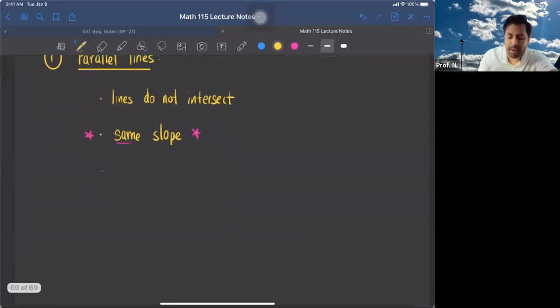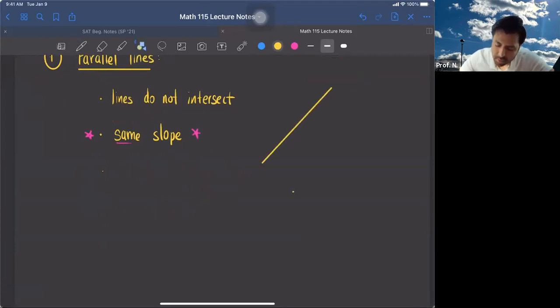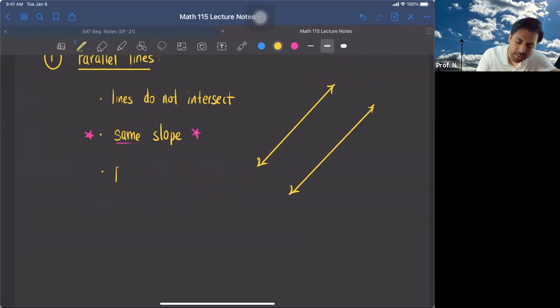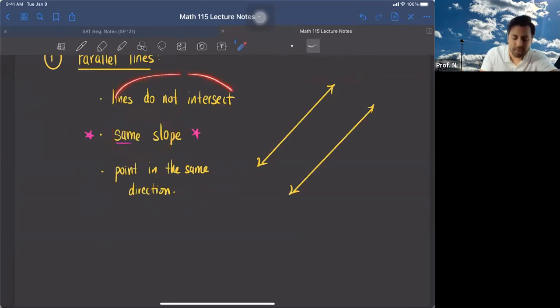But what else can you tell me about parallel lines? So you have two parallel lines, right? People tell me here they never intersect. Okay, they never intersect. So they have the same slope. What else can you say? Well, we can say several things. We can say also that they point in the same direction, which would mean that they have the same slope, which would mean that they never intersect. So you see how all of these statements here are equivalent. They're the same thing.